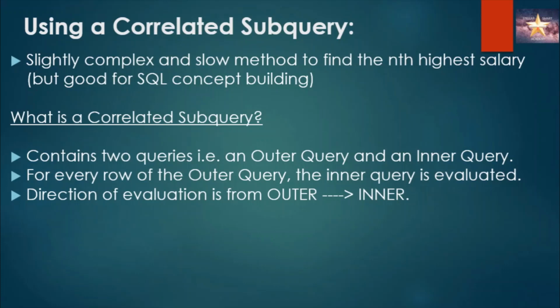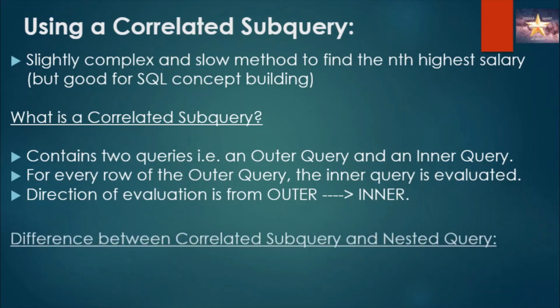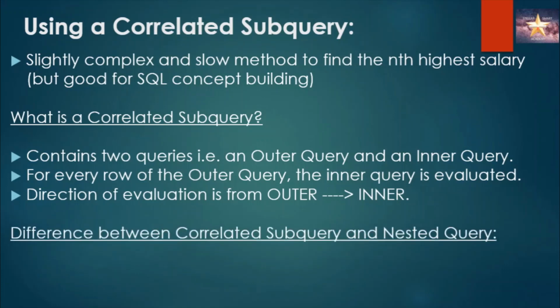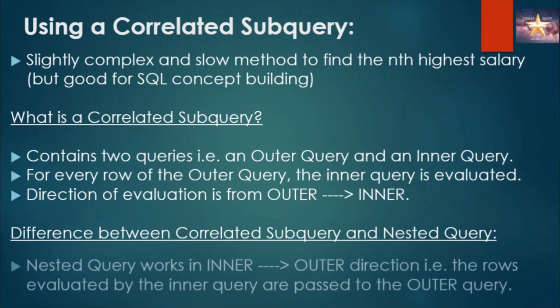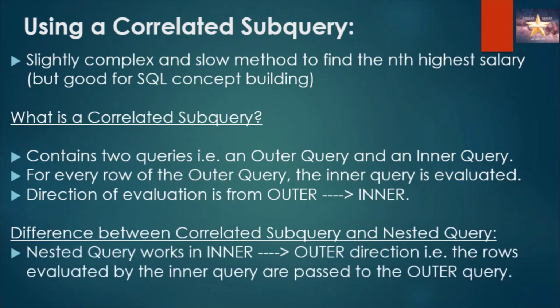The row value is determined by the outer query, and then this row is passed on to the inner query to perform subsequent evaluations. The counterpart of correlated subquery is nested query. Nested query works in the opposite behavior of correlated subqueries. That is, the direction of evaluation in nested queries is inner to outer. So let's say I have 100 rows of data and I have a nested query. The inner query will take these 100 rows of data first and will perform some processing or evaluation and filter my data.